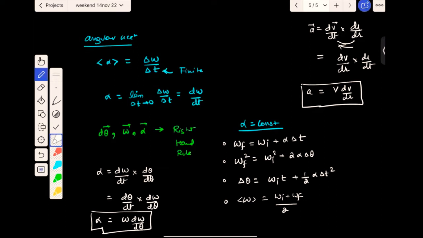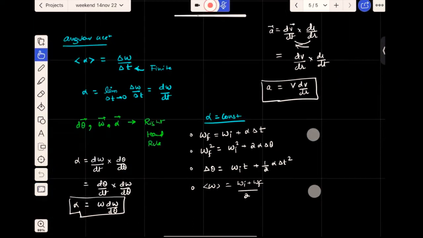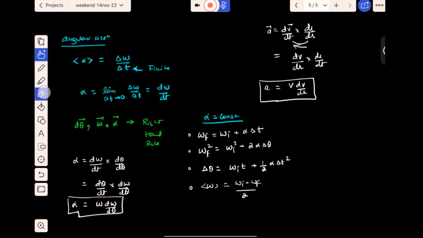Sir, are these cases possible only when alpha is constant? Alpha is constant, correct. We can prove it also if you want. I can just prove one of them. This one you must be knowing also.